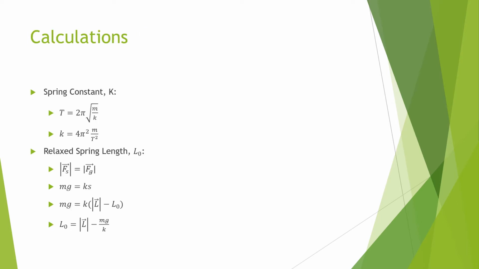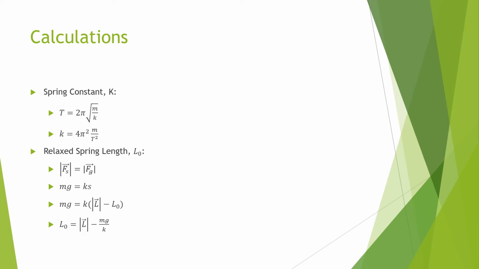Some of the calculations that we used to find the spring constant k was that the period, or T, equals 2 pi times the square root of m divided by k. And from that we get that k is equal to 4 pi squared times m divided by T squared.